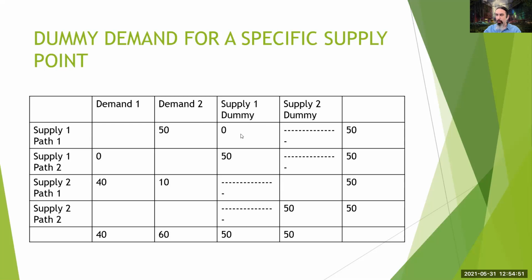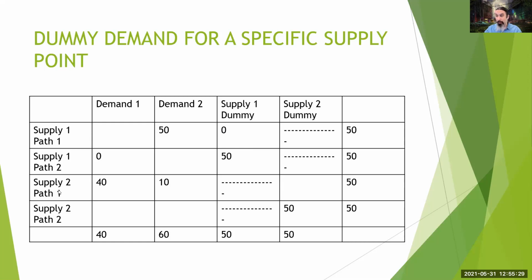So this dummy only works with supply 1. It doesn't work with supply 2. Its cost is going to be M, an infinitely large value or something big enough, so that you will never assign any values over here. And these values will be zero, the cost will be zero. But still, when you go back here, you can see that supply 1, path 1 sends 50 units to demand 2. Supply 1, path 2 sends nothing to demand 1 and sends 50 to dummy 1. And as you can see, there is 0 over here.